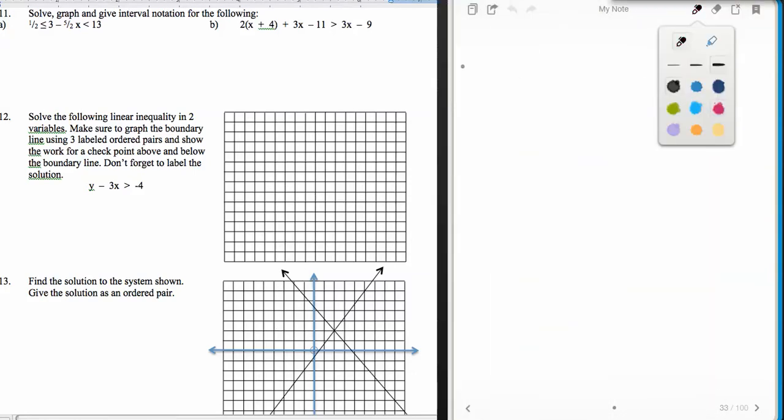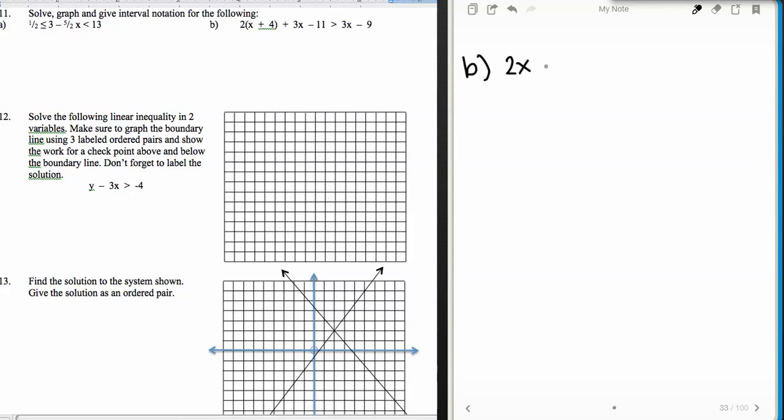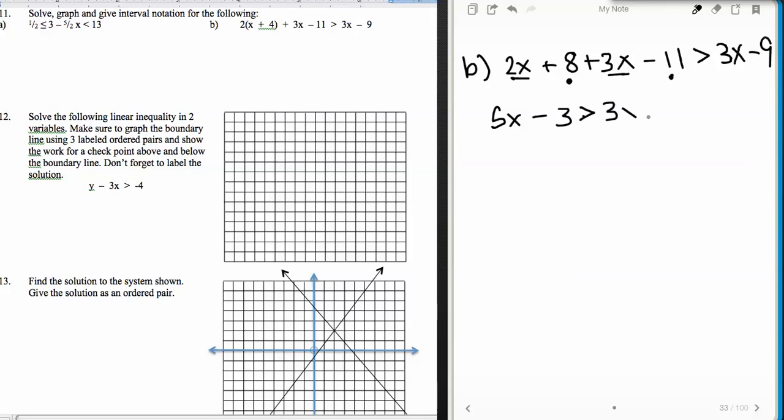In part B, we have a linear inequality, which is going to get solved just like a linear equation. So we're going to use the distributive property, 2 times x plus 2 times 4, which is equal to 8, plus 3x, and minus 11 is greater than 3x minus 9. And now we need to combine the like terms here and here, and here and here. So 2 and 3, which makes 5x, and then 8 and negative 11, which makes it minus 3. And then that's greater than 3x minus 9.